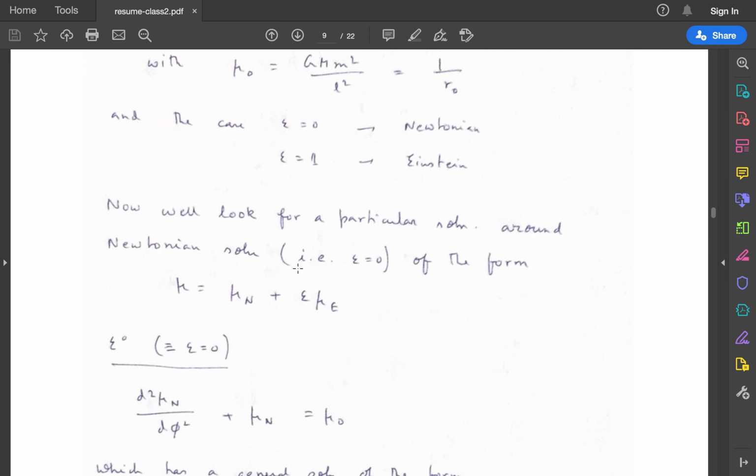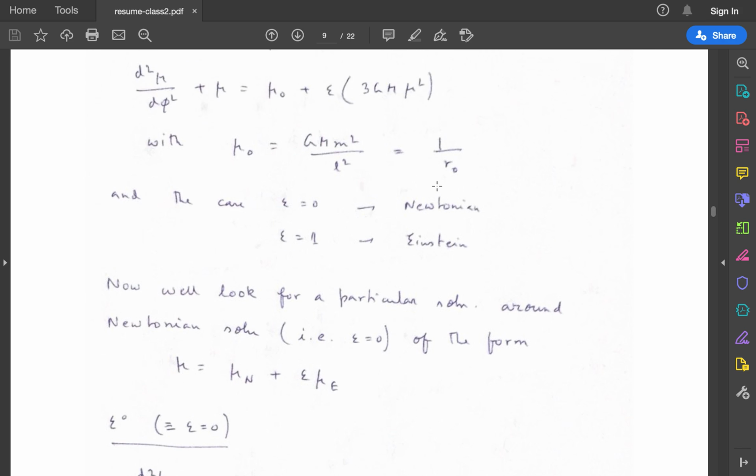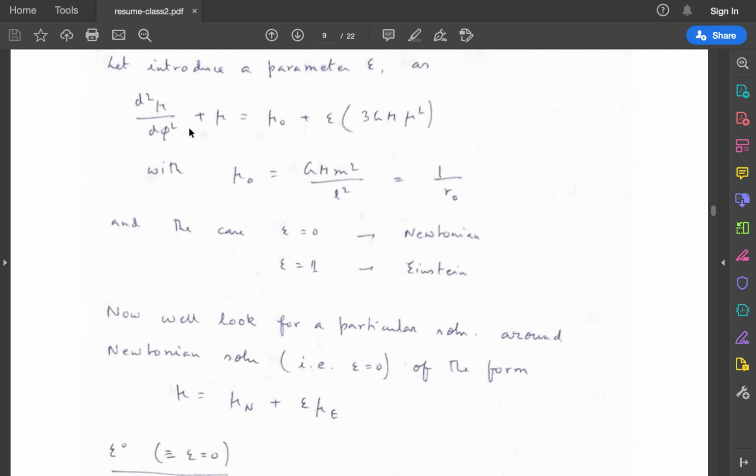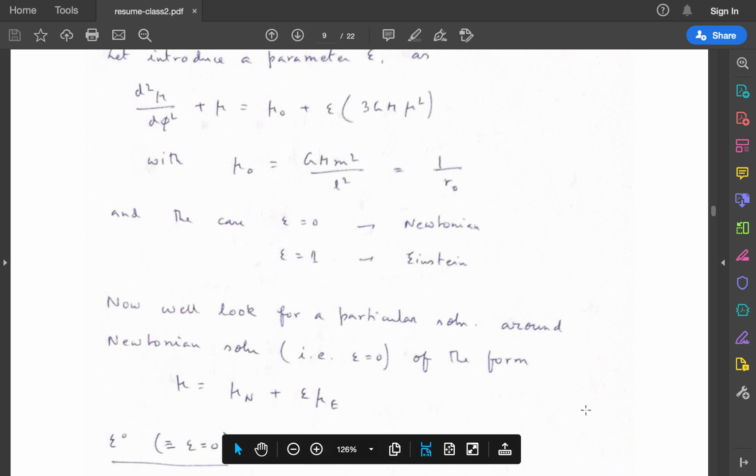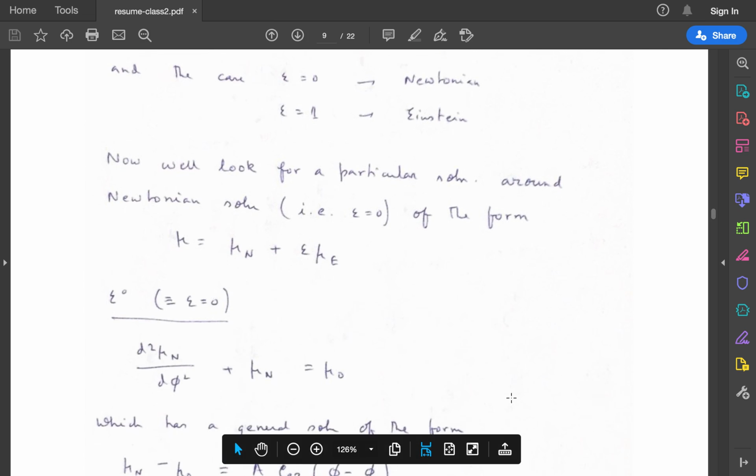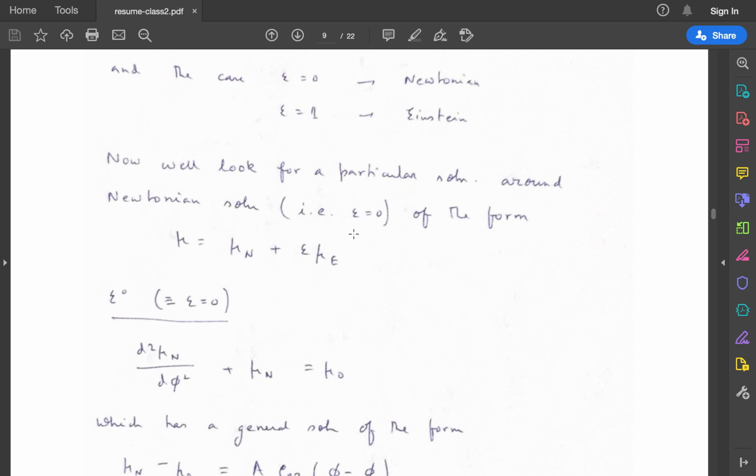Now we will look for a particular solution around the Newtonian solution, epsilon equal to 0, of this form. Our total solution of the main Einstein equation, which is this full equation, let us search for the particular solution around a Newtonian solution. First let us calculate the Newtonian solution, and then with this parameter epsilon and the solution u_e, we will find the general solution.